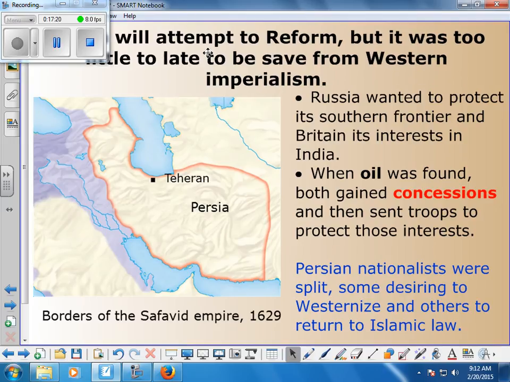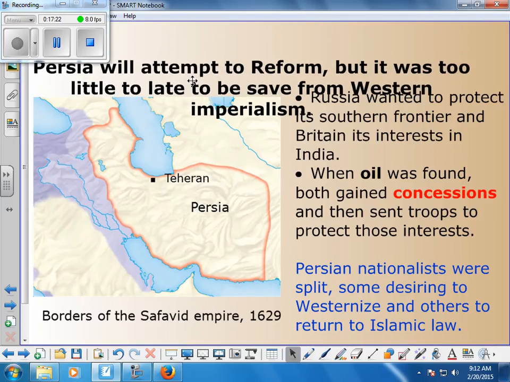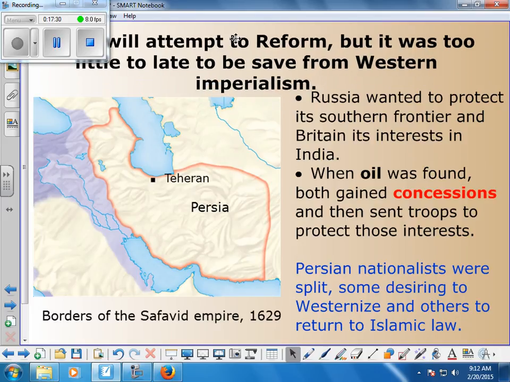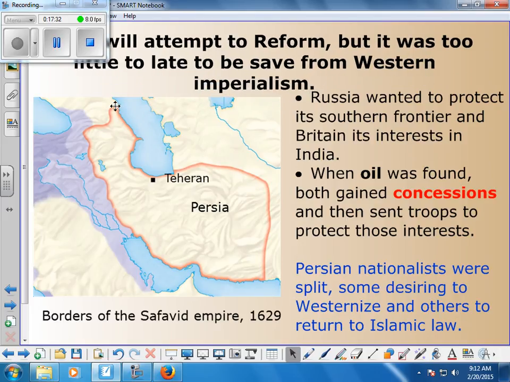So, pull this down so you can see it. This is an area we haven't talked much about. Persia will attempt to reform, but it was too late to be saved from Western imperialism. Persia in particular is this area here. This is Saudi Arabia. This would be Egypt here. I'm sorry, I'm saying Egypt and I mean Israel. Israel right here. This is Turkey in this area right here.